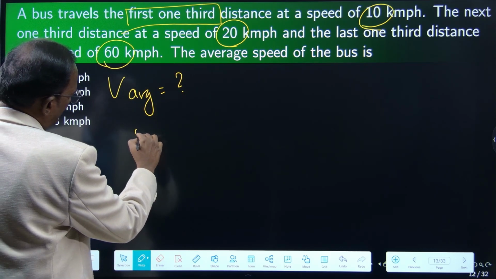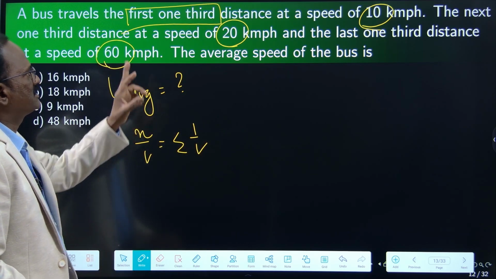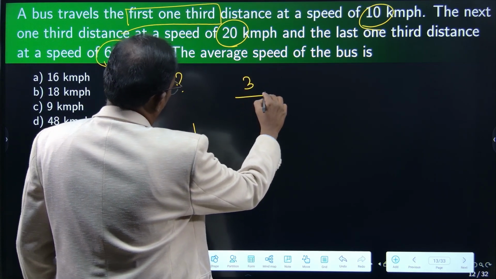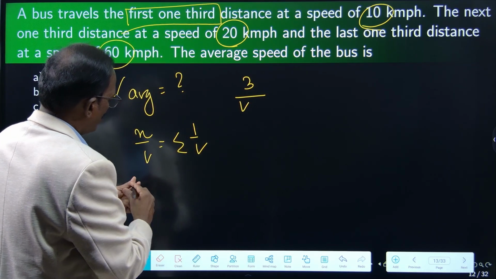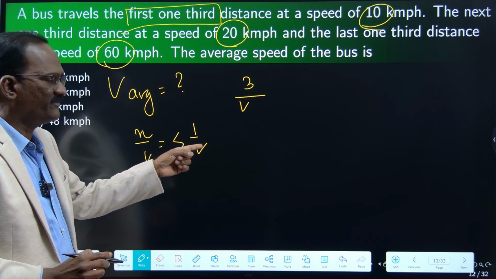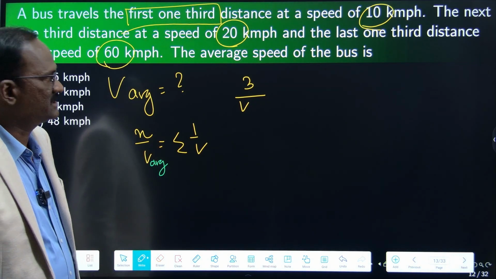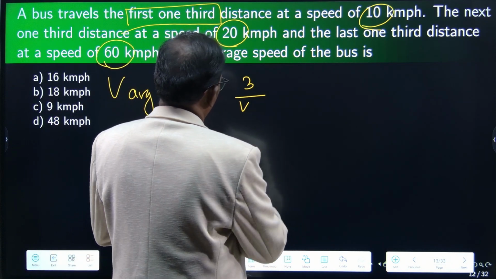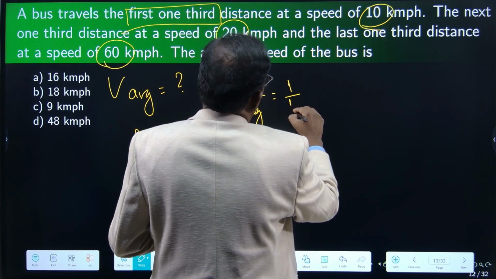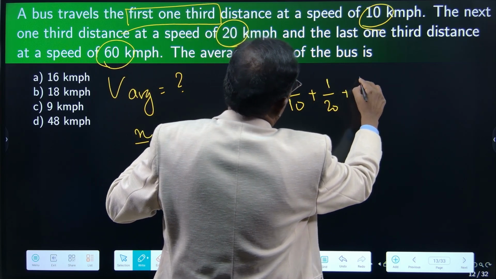Again we will use the formula, N by V average is equal to sigma 1 by V. N is equal to 3, one-third, one-third, one-third. So totally N is equal to 3. 3 divided by V average. Please remember this is V average because I am using the sigma sign here, V1, V2, V3. V average is equal to 1 by V1. V1 is 10. V2 is 20. V3 is 60.